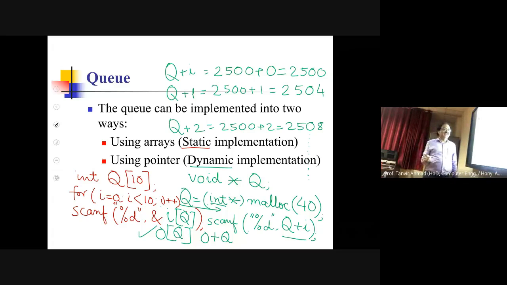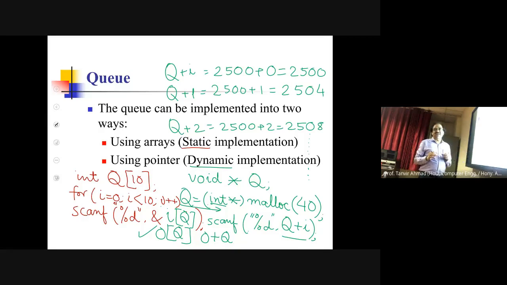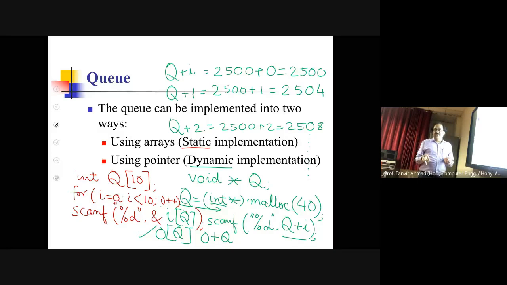Though in the books it is written that this is the way to write, if you are writing in a program, it is perfectly correct. Because the compiler will not take i plus q, q of i as an array. It will treat it as a pointer. You are treating it as an array.